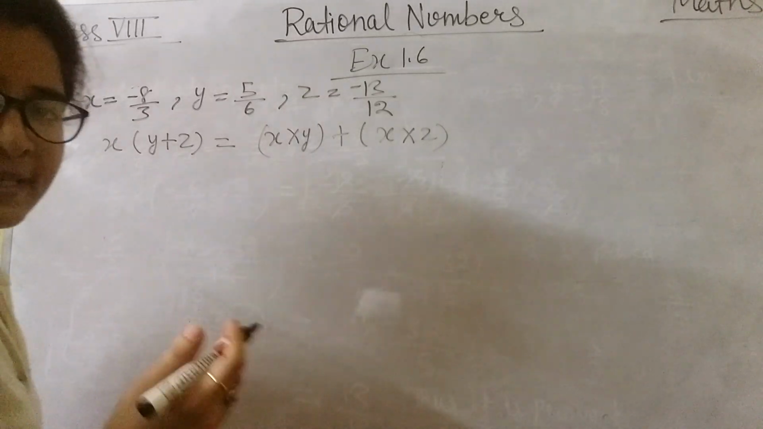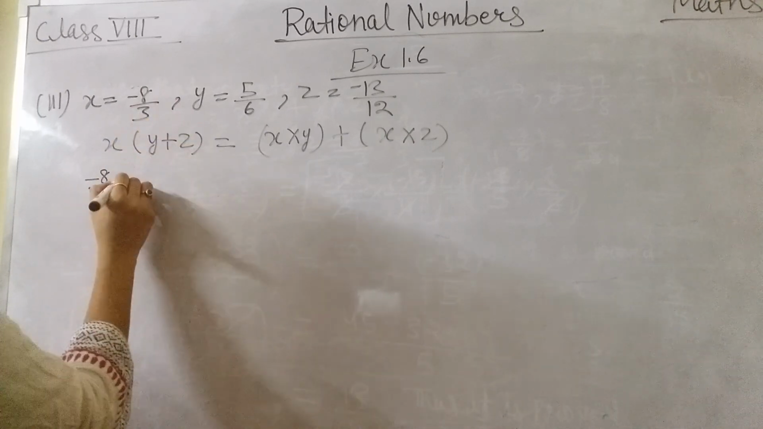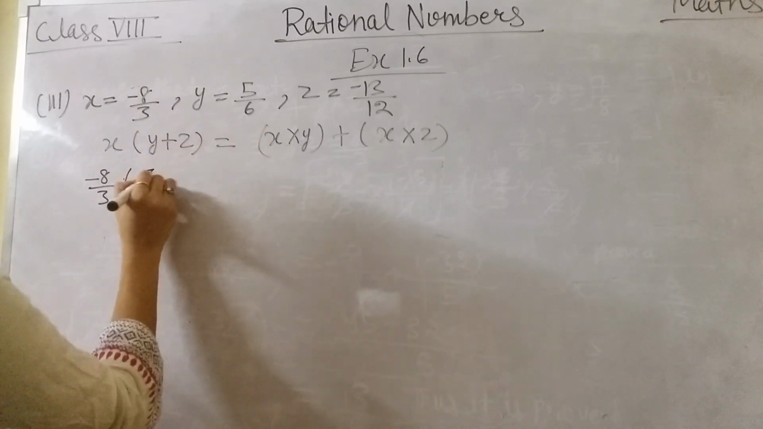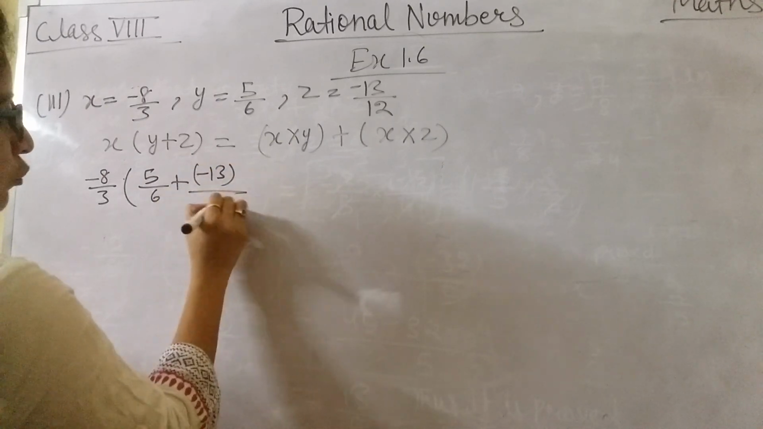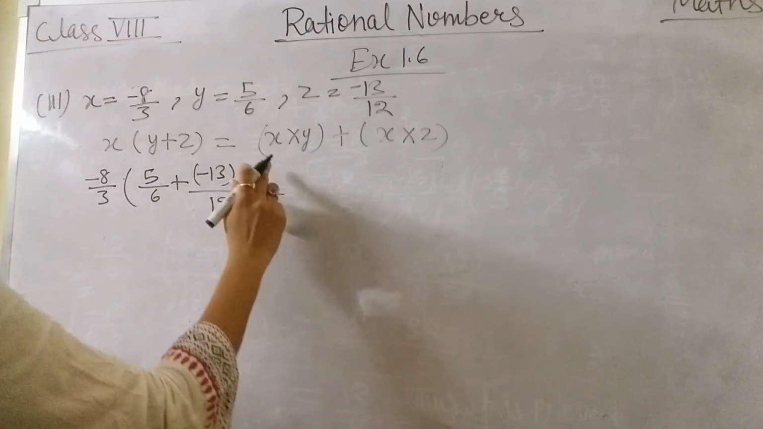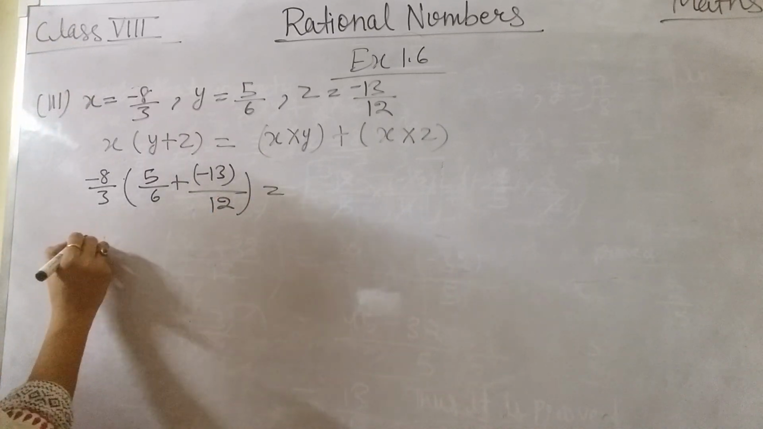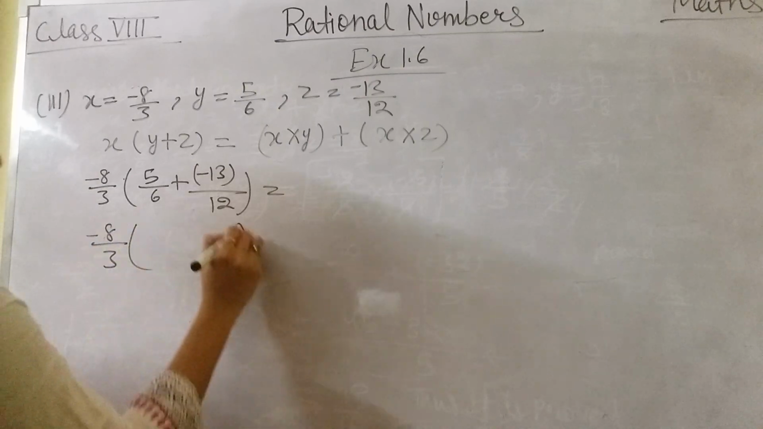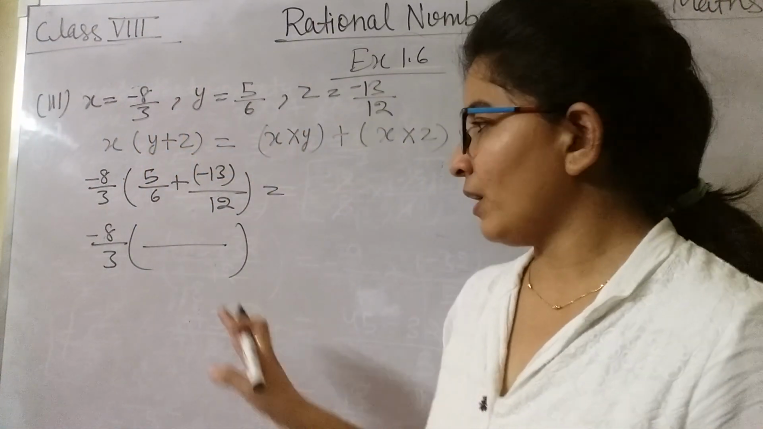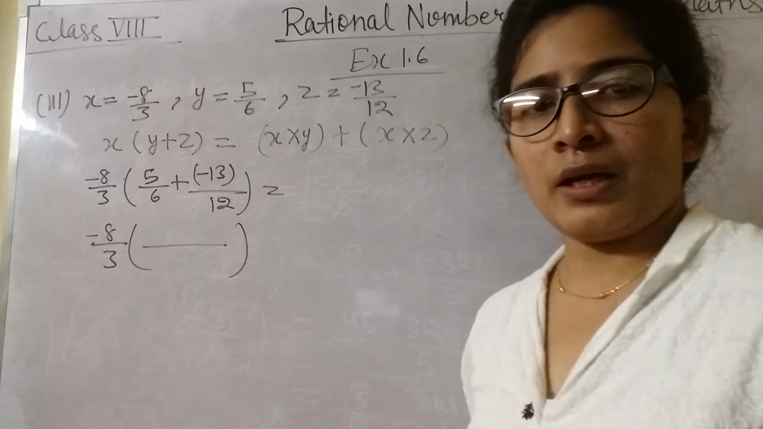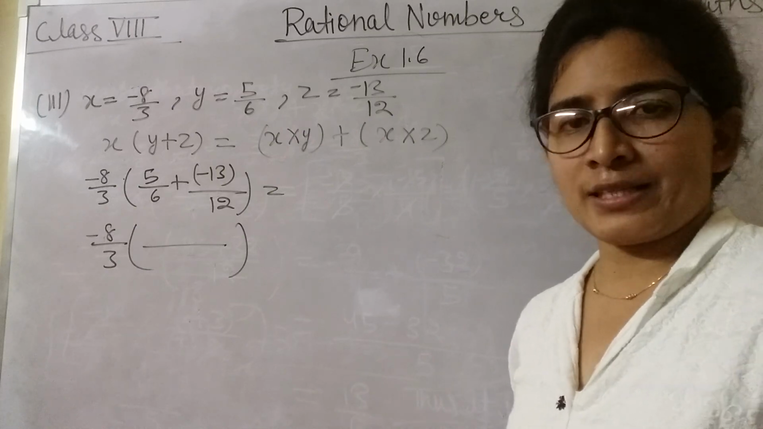Now the value of x is minus 8 upon 3, and the value of y plus z is 5 upon 6 plus minus 13 upon 12. And first we will solve the left hand side only, that would be minus 8 upon 3. The LCM, here we will take the LCM of 12 and 6, because they come in the same table, so the bigger number would be the LCM.